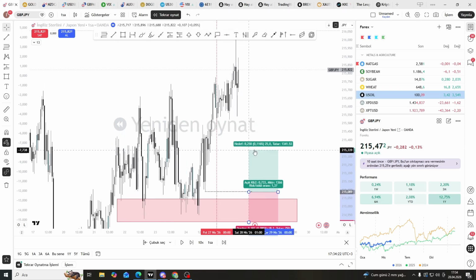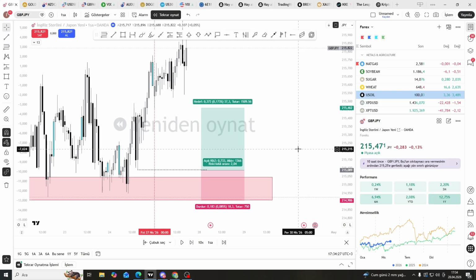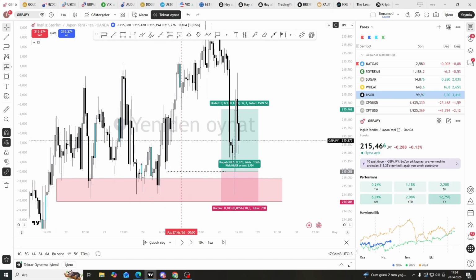Generally I get 1 to 2 risk reward, because if you get 1 to 2, your risk reward will be very good for a high win rate. Yes, you can clearly see it taps in and hits take profit. This is easy.